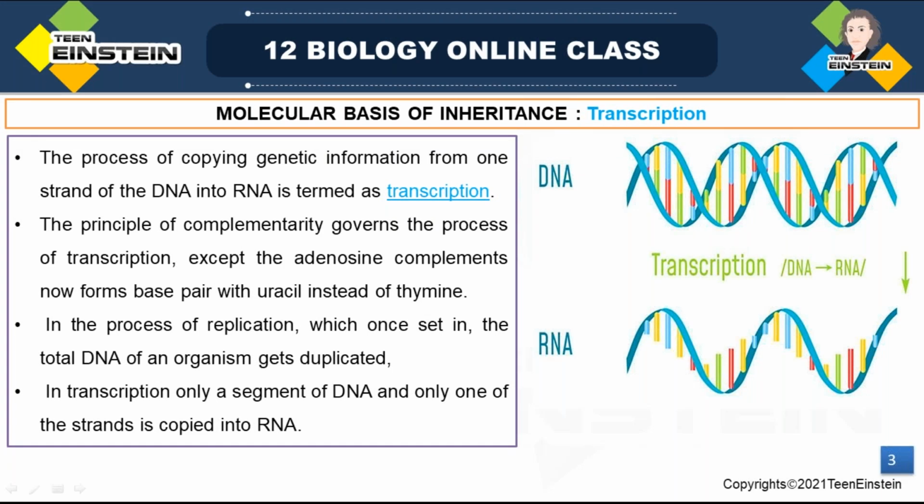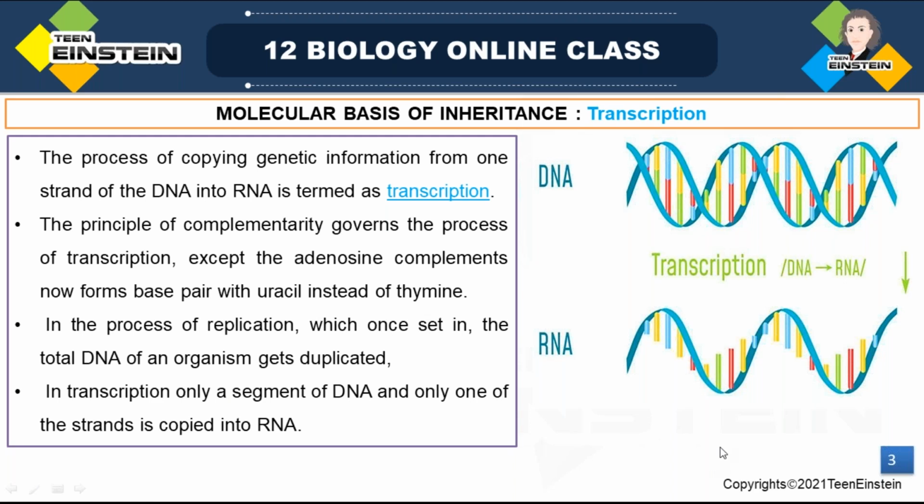From DNA to RNA forms, and here also the rules of complementary base pairing work. These two strands of DNA are complementary to each other, and that's why they are holding together. Adenine pairs with thymine and guanine with cytosine. So this is how complementary base pairing takes place. In transcription also the same thing works, right?